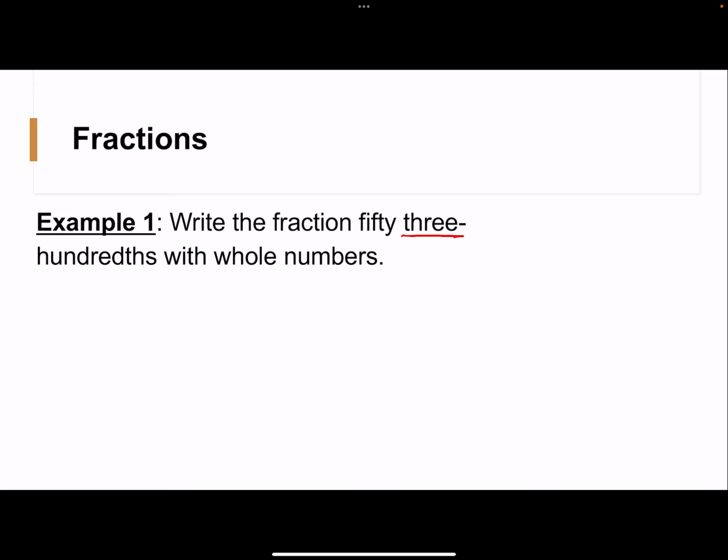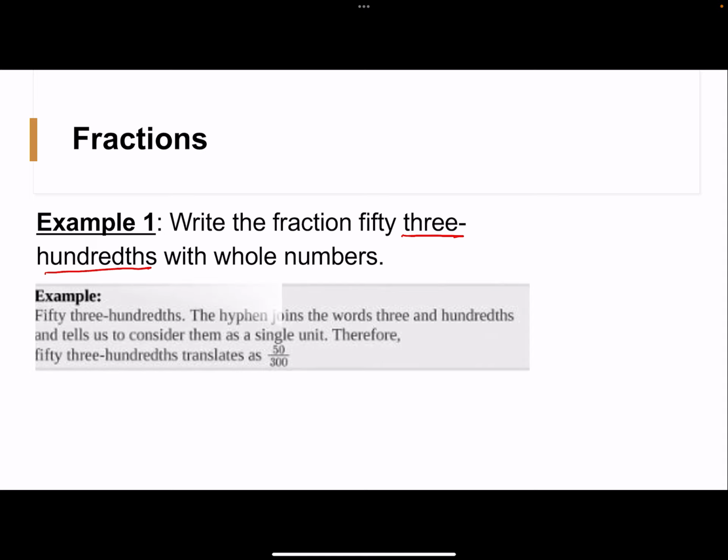That hyphen connects the word 3 and the hundredths together, and the word hundredths together. So the correct way to write this fraction is actually 50 over 300. The hyphen joins the words 3 and hundredths and tells us to consider them as a single unit. So that means my denominator is 3 hundredths. My numerator would be the 50.